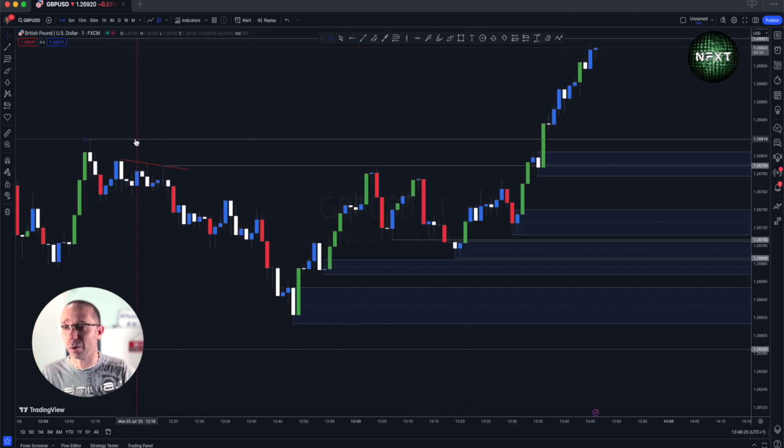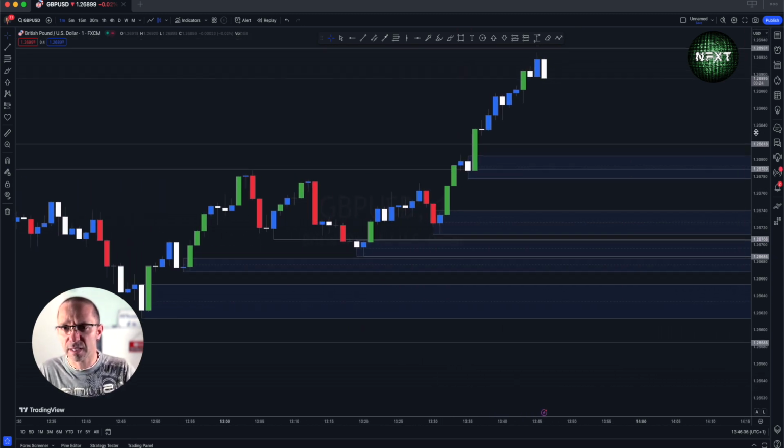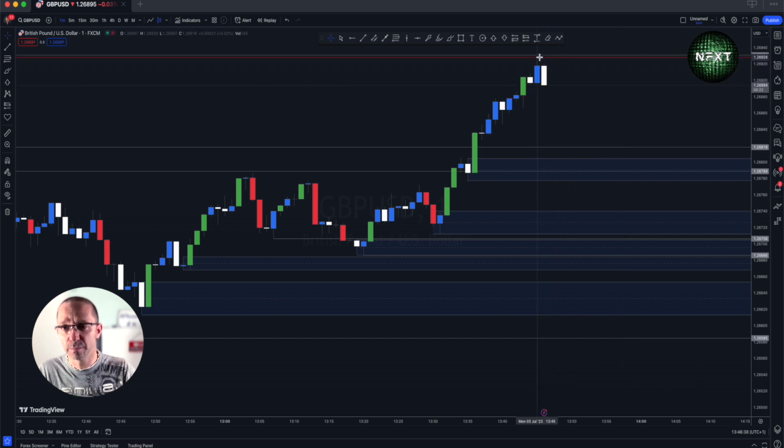Now, I must admit, I don't take trades on a 1 minute time frame. Normally the lowest I'll go is a 5 minutes. Give me that time to look at my entries before they happen. So look at this. We've come below this low. We may well pull back now before we take that high.